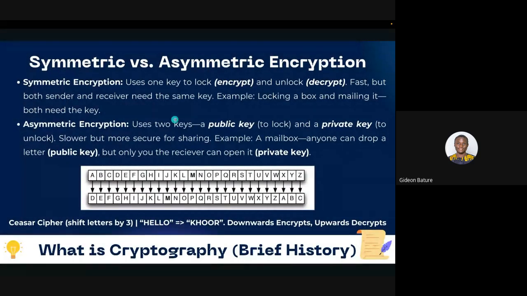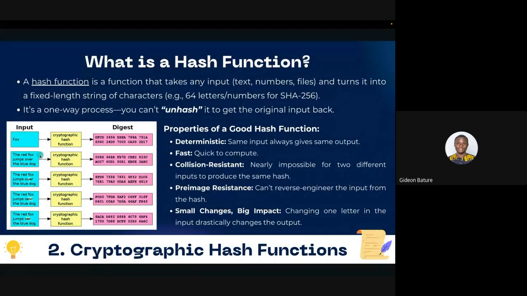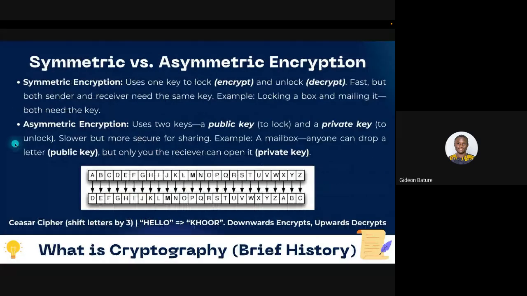All right, so let's look at the next one, hash function. That's under cryptographic hash function. Please, I have a question. Sorry. Okay, go on. On your previous slides, this shift letters by 3 in the Caesar cipher, does that mean that is what is responsible for reshuffling the decrypted code? What's the use of the shift letter?